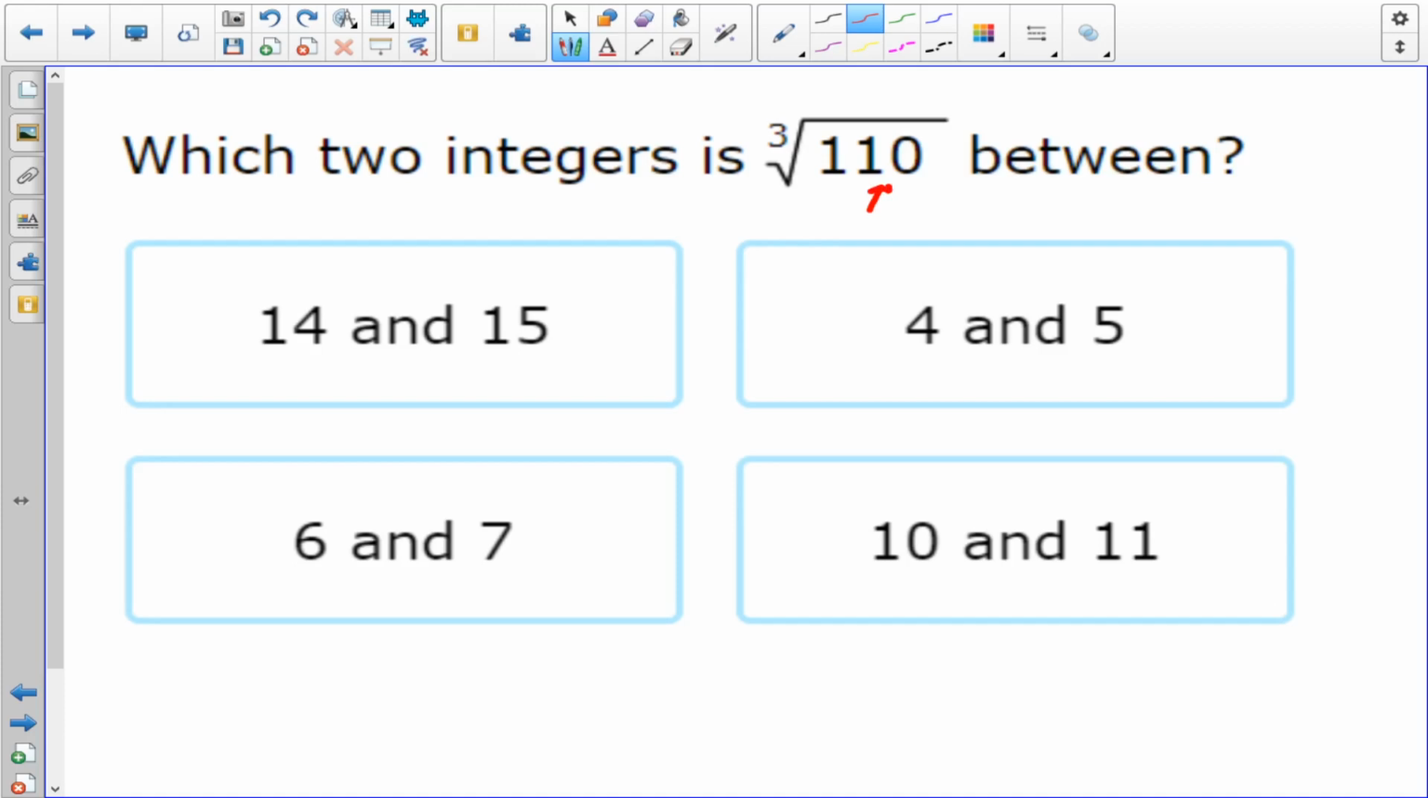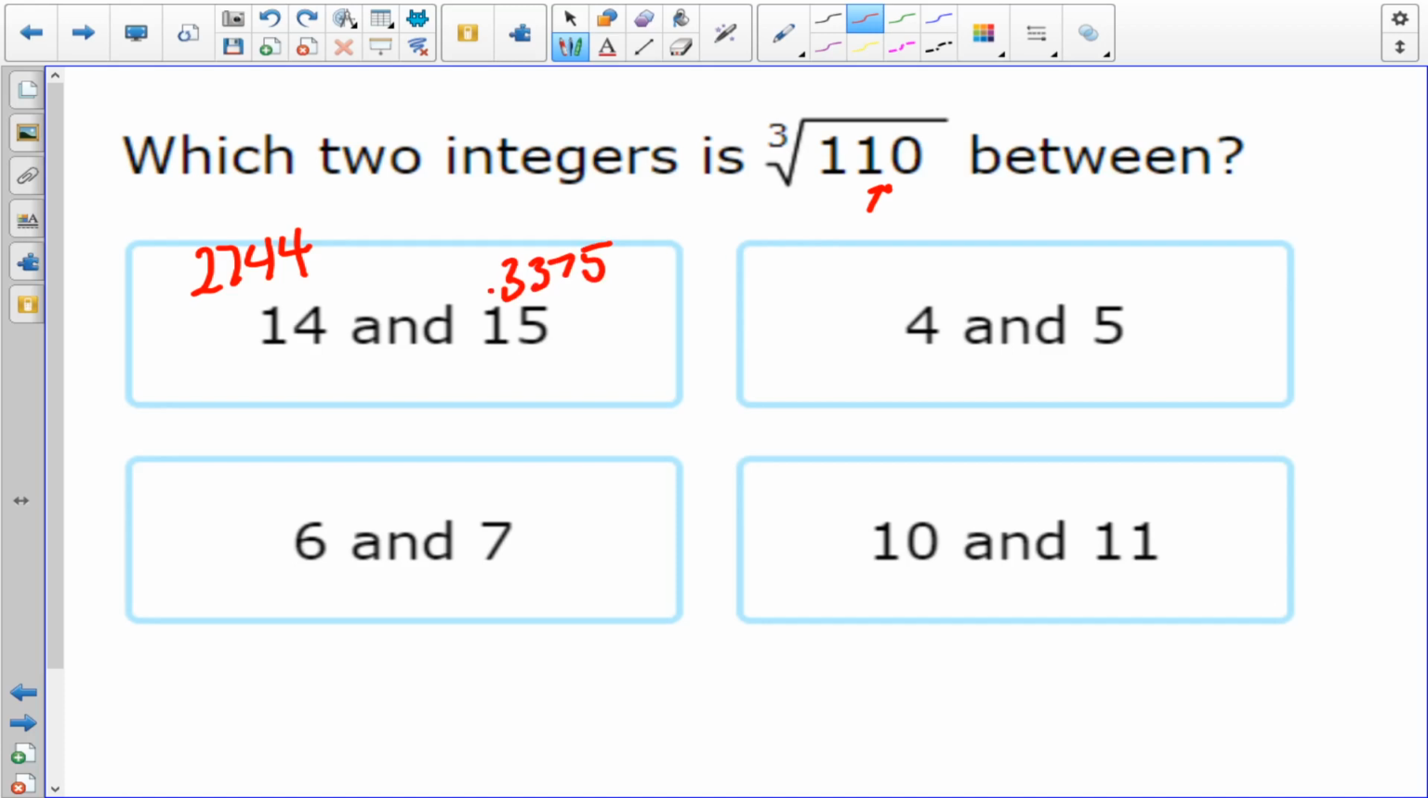So I'm going to just go in order. We may or may not have to do them all, but we'll see. So for this one, 14 times 14 times 14. Now I can see right away that that's going to be bigger than 110, but let's do the math. I'm going to use my handy dandy calculator so that I don't make a mistake on the video. So 14 times 14 times 14 is 2,744. And then 15 times 15 times 15 is 3,375.